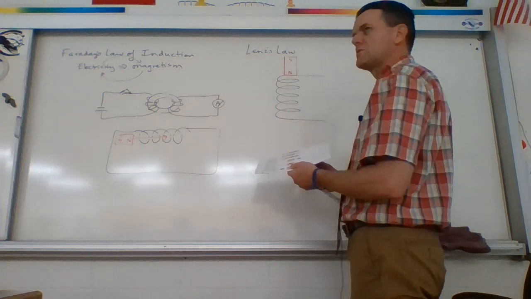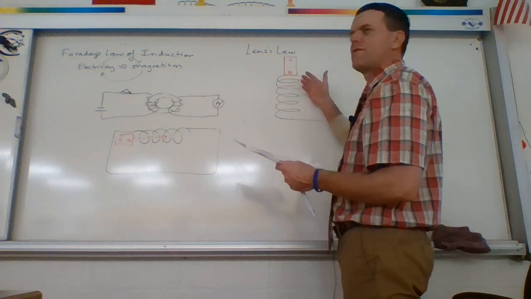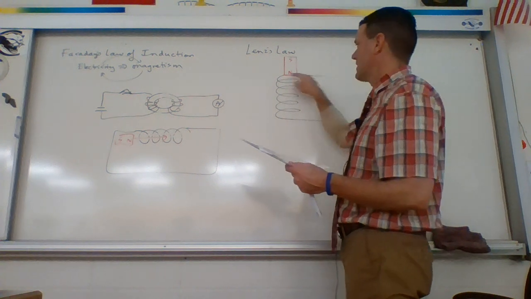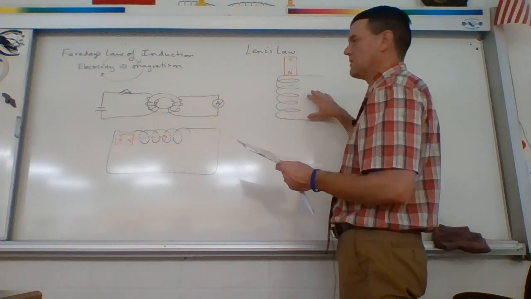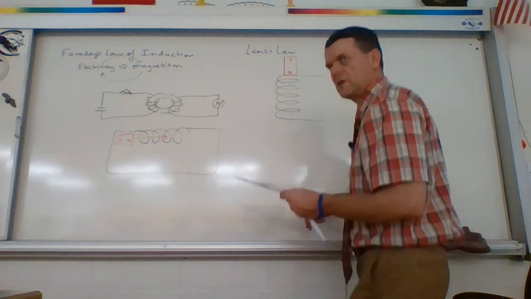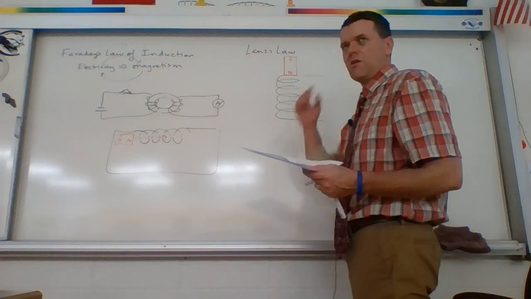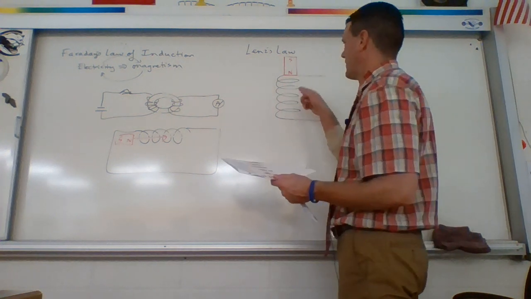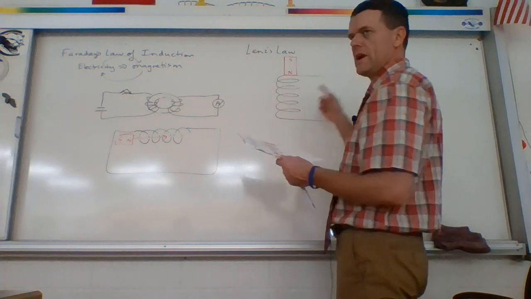So Lenz was just curious. He was like, well, if we do that, Faraday confirmed that there is current that would be induced in the wire. There'd be current found in the wire as the magnet moves through it because of this law of induction. But he was like, but what direction does it go? What direction will the current move? Will it go clockwise or counterclockwise? Will it go left or right?